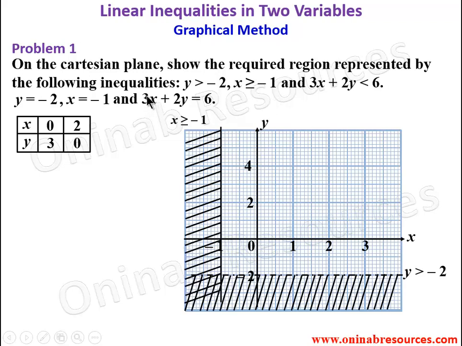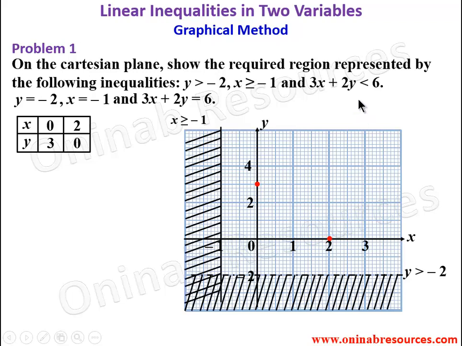For the third line, which is 3x plus 2y is equal to 6, for x equal to 0, y is 3. So this is 1, 2, 3. So we have the point here. And for the second point, for x equal to 2, y is 0. So we have the point here.